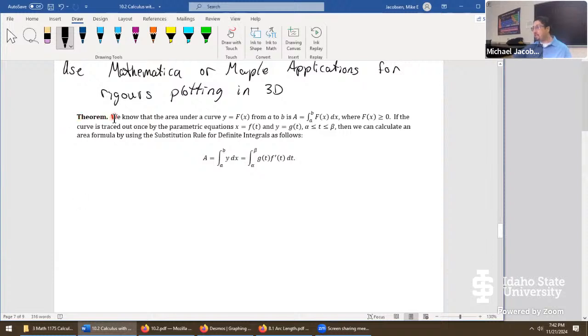Our author begins by saying, we know if we have y as a function of x, then the area under the curve from a to b is just integrate f of x. So that was our major calculus 1 thought for integration.